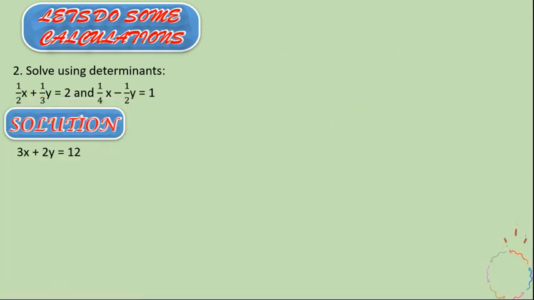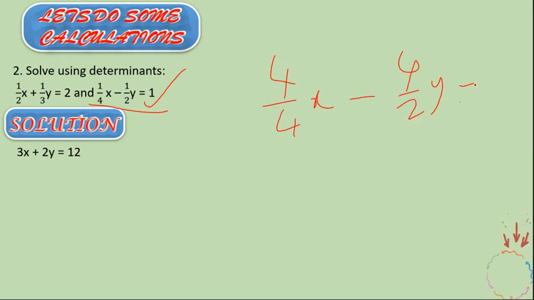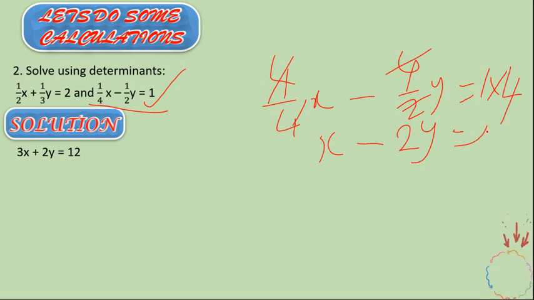So we do the same thing for the second part. What is the LCM of 4 and 2? Of course, the LCM is 4. So multiply the whole of this equation by 4. You are going to have 4 over 4 x minus 4 over 2 y is equal to 1 times 4. This will cancel this, giving us x, and 2 into this 2 gives us minus 2y, is equal to 4.